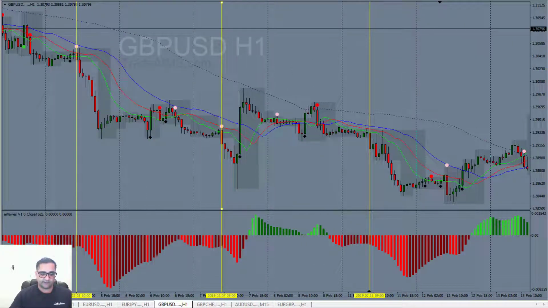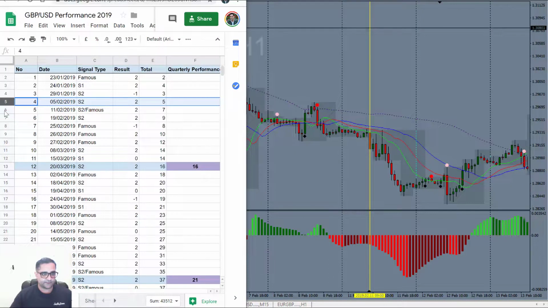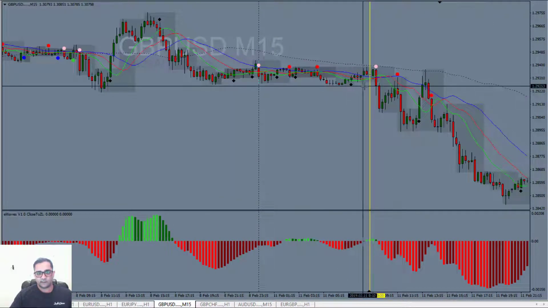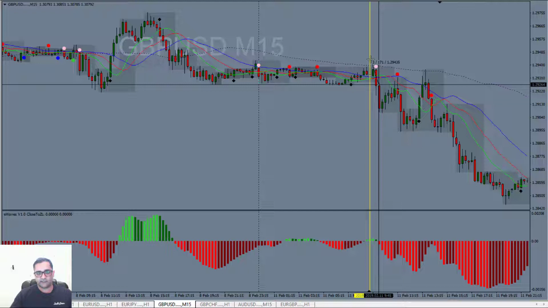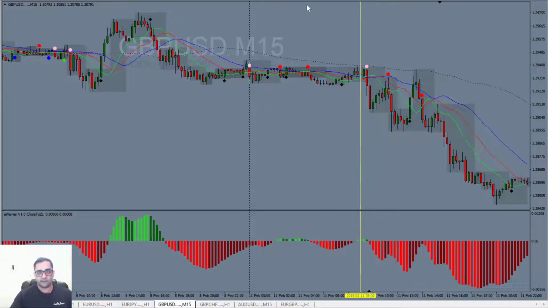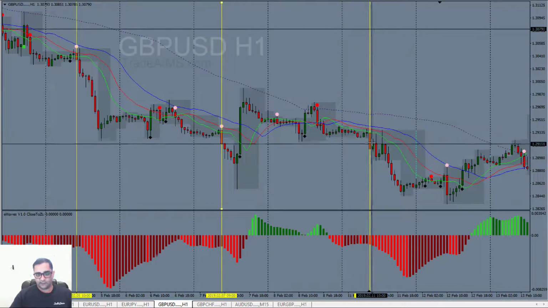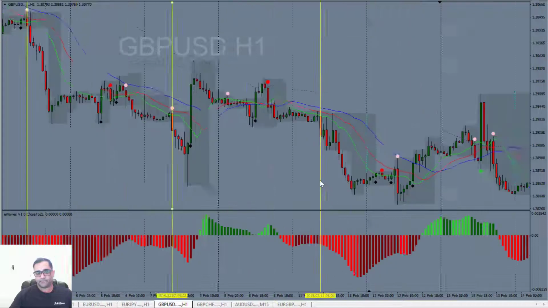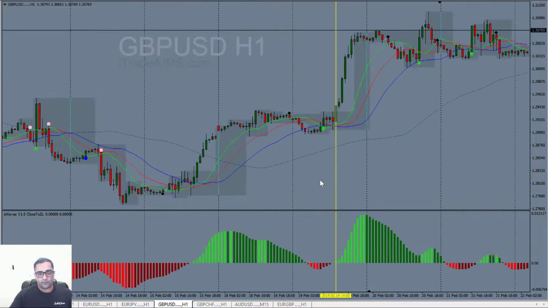11th of Feb, I have marked it as the S2 famous, and it has done 2R, because if you take it on the M15, you probably got out at break even, but if you took it on the hourly chart, which I did, then you just stayed there and waited for the 2R target to be hit. Let's go to the next one.